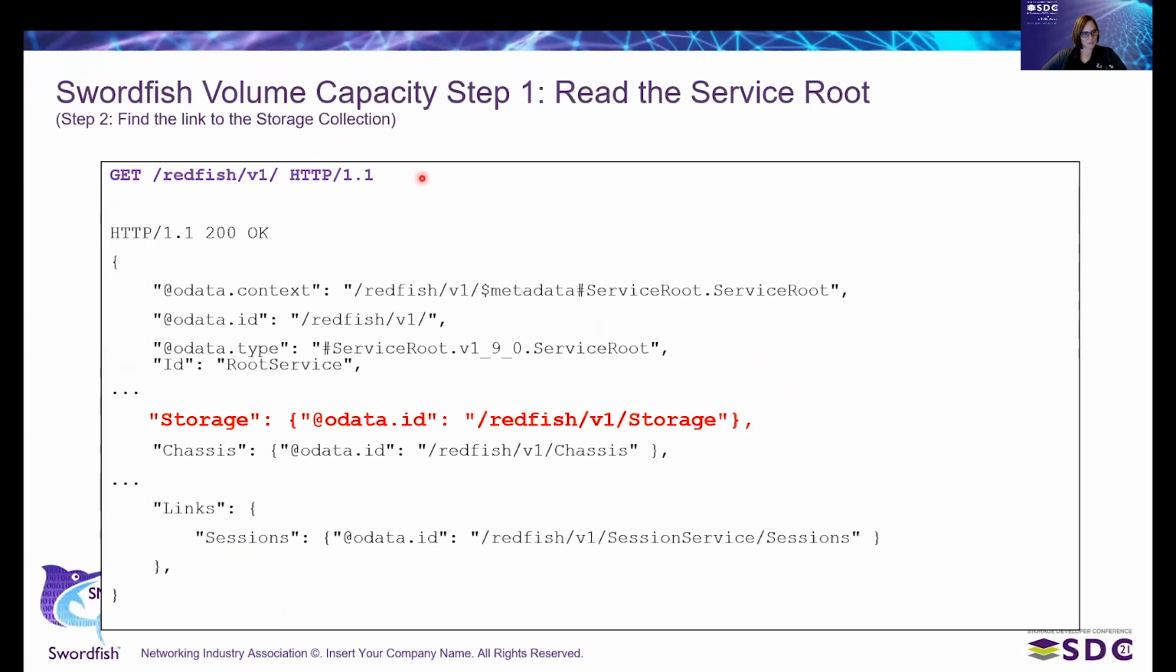This purple line up here is the command that gets issued, the RESTful command that gets issued. This can be done through a web browser or through a REST client, a tool like curl, or programmatically through another client library system. So this is getting the service root. What we're looking for here is the storage instances. So here this link represents a pointer to the storage collection. Let's go take a look at that.